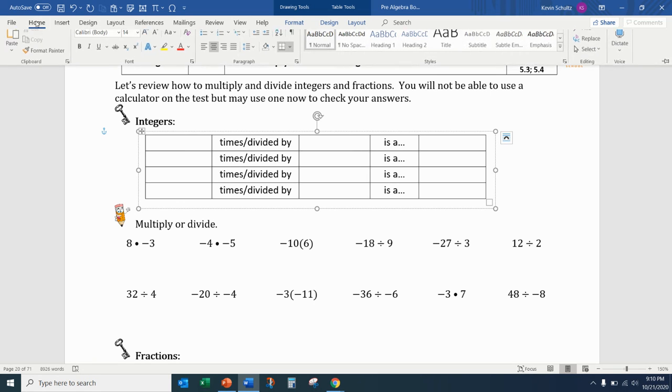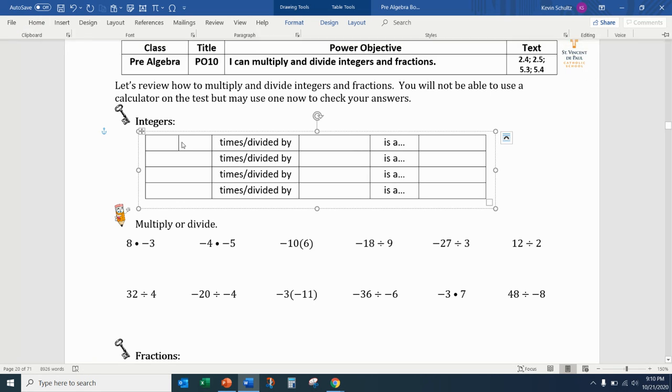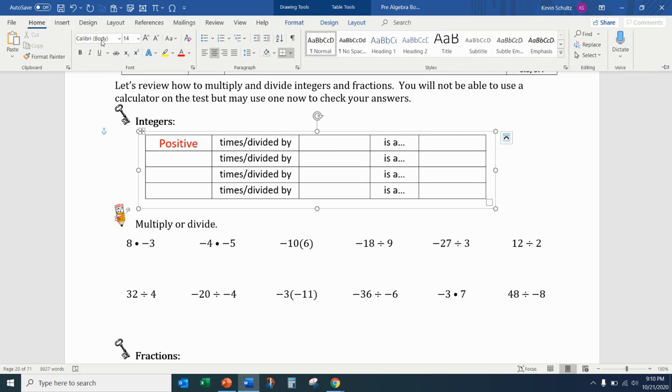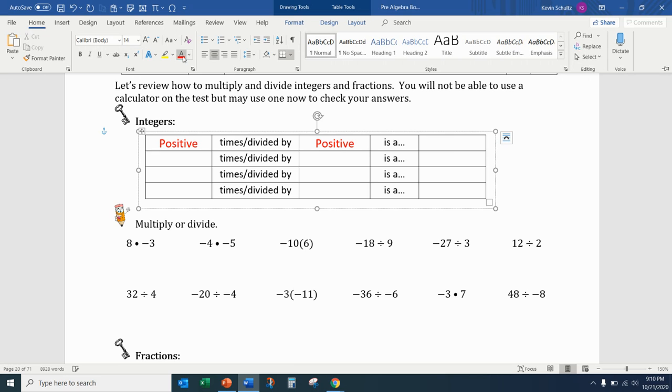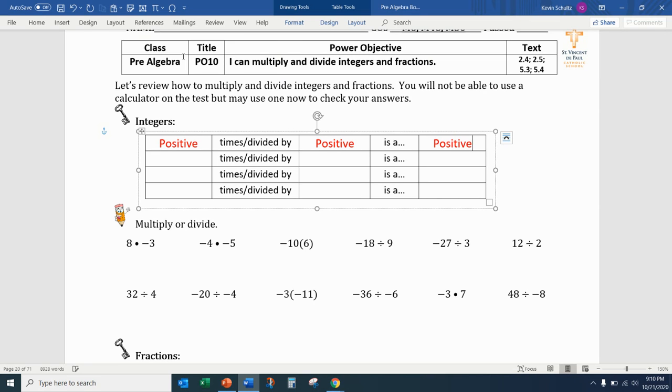Let me put this in red. There we go. You are used to a positive number multiplied or divided by another positive. A positive multiplied or divided by a positive is going to be a positive. That's what you grew up with. You're kind of familiar with that. It's what you're used to, and so that's pretty standard.